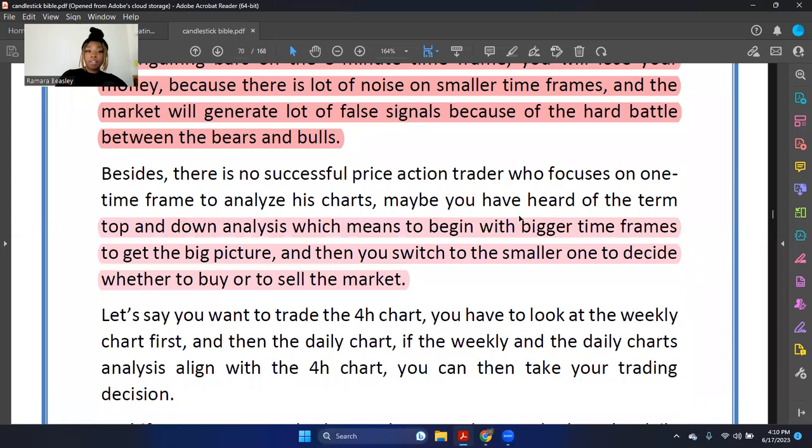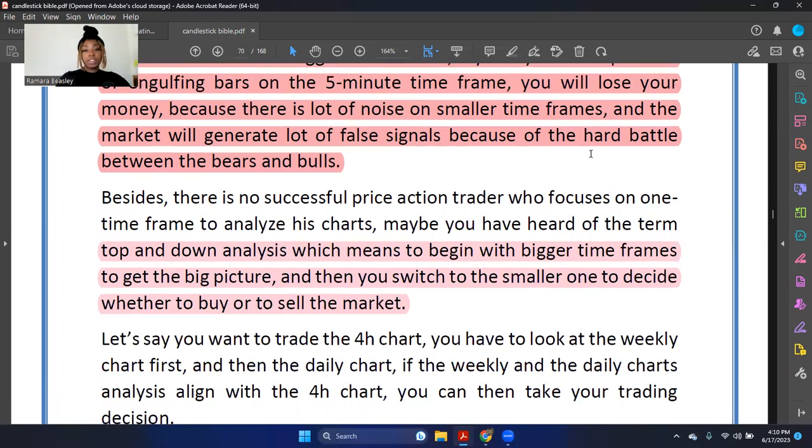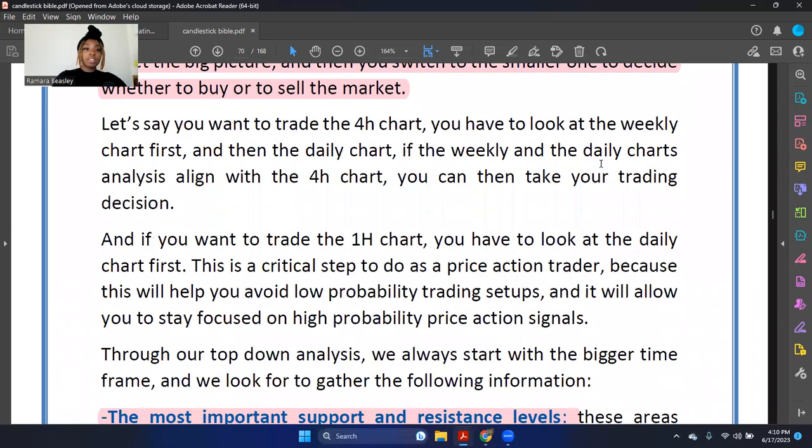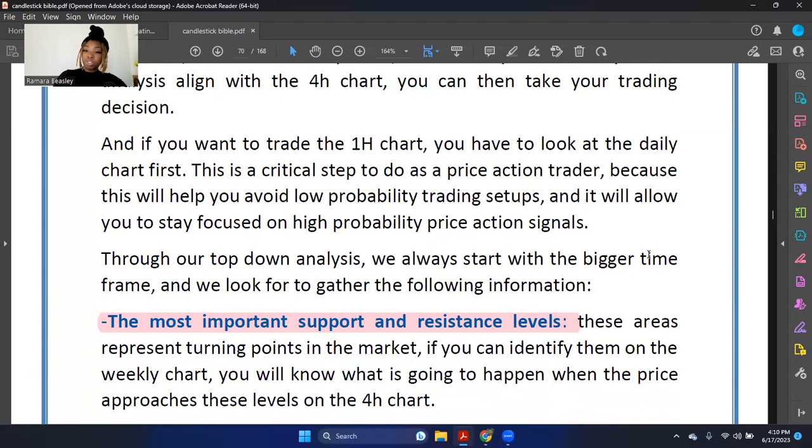Maybe you heard the term top-down analysis, which means to begin with the bigger time frames to get the big picture, and then you switch to the smaller one to decide whether to buy or sell the market. So let's say you want to trade the 4 hour: you have to look at the weekly chart first, then the daily chart. If the weekly and the daily chart analysis align with the 4 hour chart, you can take your trading decision. And if you want to trade the 1 hour, you will have to look at the daily chart first. This is a critical step as a price action trader because it will help you avoid low probability trading setups, and it will allow you to focus on high probability price action trades.